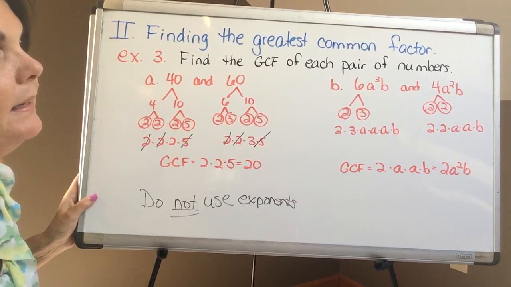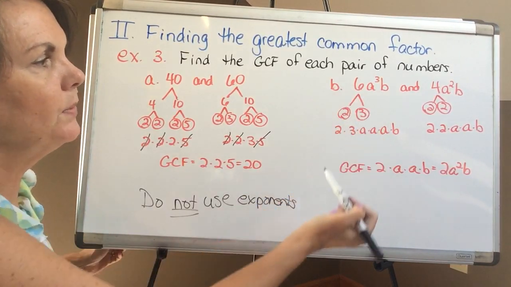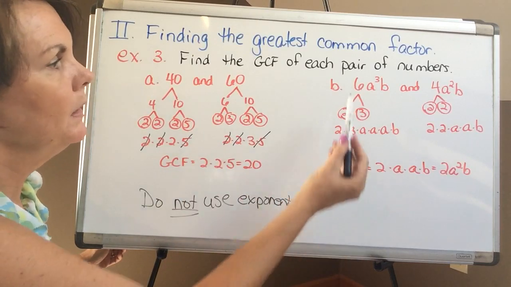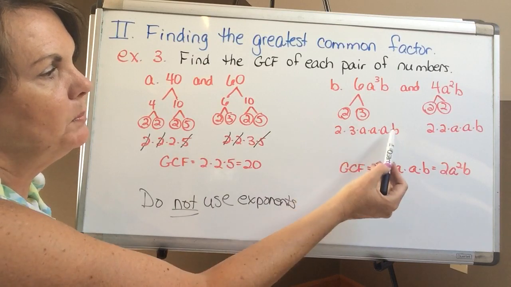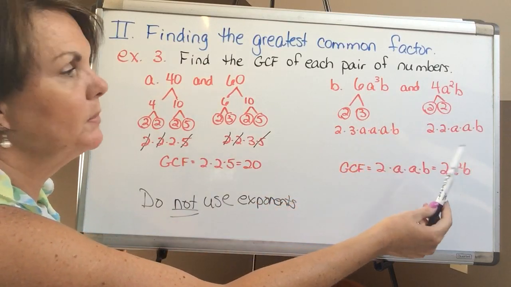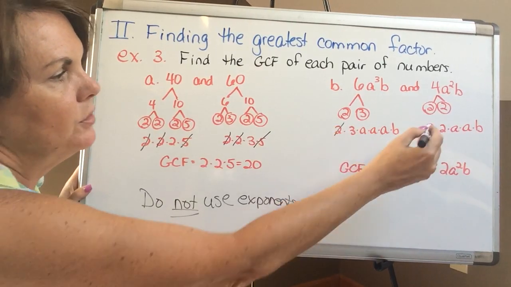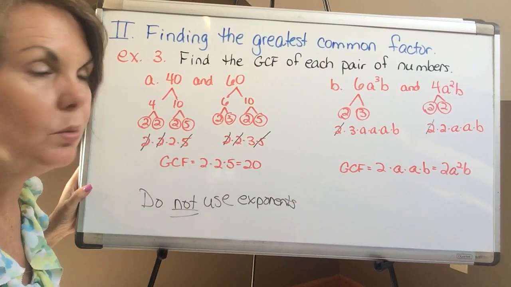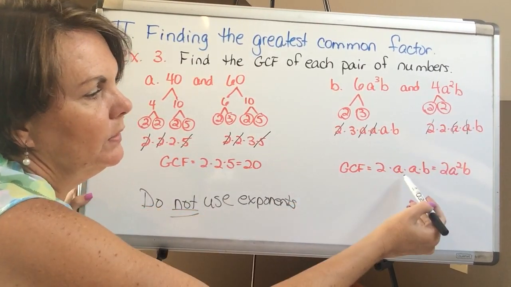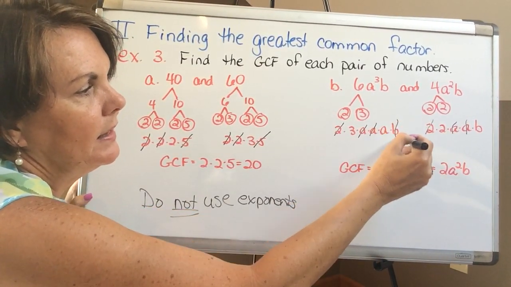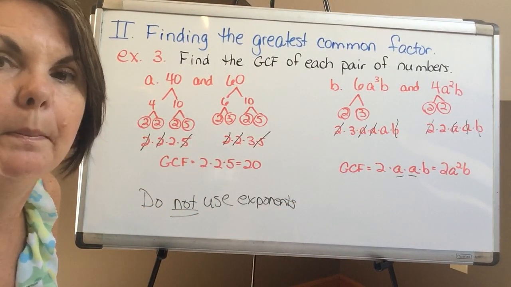Look at letter B. The difference now is there's variables. Okay, so you're going to factor the 6, 2 times 3, and then you're going to write this in expanded form. So 2 times 3, a to the third is a times a times a, times b. 4 is just simple, that's 2 times 2. A squared is a times a, times b. And again, I can take out a 2. I can't take out another 2 or 3. I can take out 2 a's from here, 2 a's from here. That's where these are coming from. And then I can take out a b. Now let's put it all back together. 2a squared b.